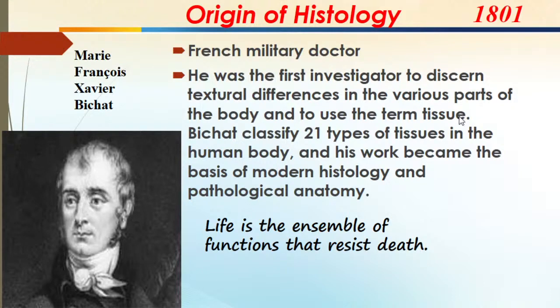As you have heard, this is a French word. Before Bichat, the English language did not use the word tissue. Bichat classified 21 types of tissues in the human body, and his work became the basis of modern histology and pathological anatomy. His slogan, "Life is an ensemble of functions that resist death," has now transformed into the slogan that a tissue is an ensemble of cells with common functions.